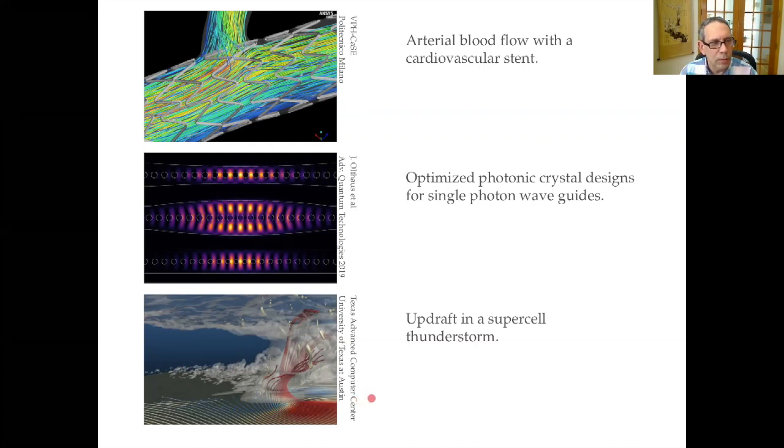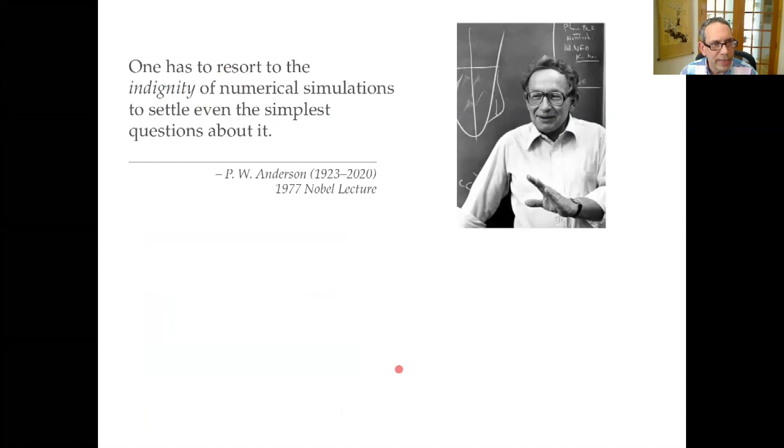So these are all things we can do with modern computation, probes that would be almost impossible to do any other way. So I'm very upbeat about computation, as you can see, but let me admit that sometimes there's another attitude. In fact, if you go back to the Anderson of the Anderson potential, he's really the discoverer of the localization of waves. In his Nobel Prize lecture about localization, he said, to find out almost anything about localization, one has to resort to the indignity of numerical simulations to settle even the simplest questions about it. The word indignity, that gets to me, it bristles, but it is a sort of popular notion on numerical science.